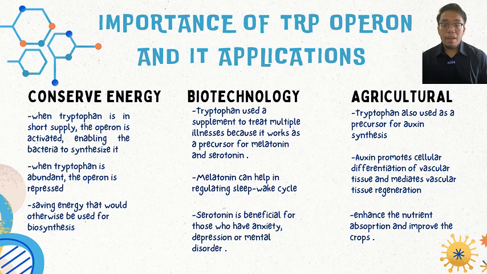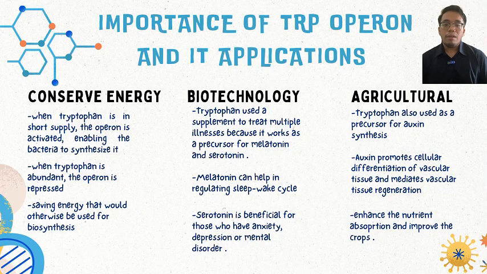Thank you, Aisyah. So let me tell you a little bit more about the TRP operon. The TRP operon gives significant importance and has its own application. The first one, the TRP operon conserves energy of bacteria. Learning about the TRP operon gives us an understanding about how bacteria adapt to the surroundings. By regulating the TRP operon's expression according to the tryptophan levels, bacteria can more effectively distribute their metabolic resources. When tryptophan is in short supply, the operon is activated, enabling the bacteria to synthesize it. When it is abundant, the operon is repressed, saving energy that would otherwise be used for biosynthesis.